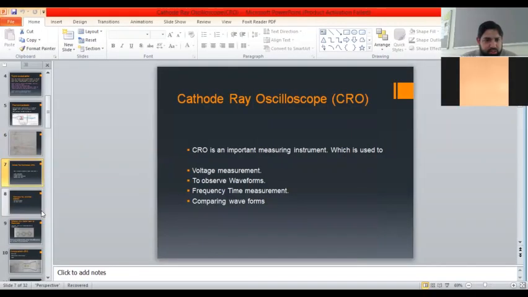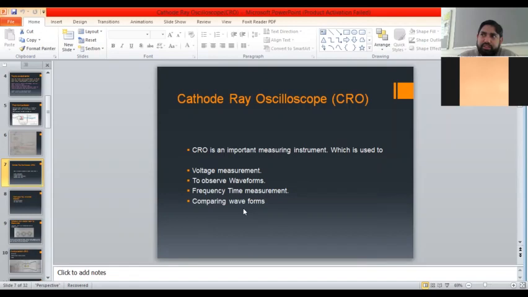And chalo, let's see the Cathode Ray Oscilloscope. What are the main uses of an oscilloscope? That is voltage measurement to observe waveforms, frequency and time measurement of the waveforms, and comparing different waveforms. So basically, आपने CRO कहाँ देखा होगा?